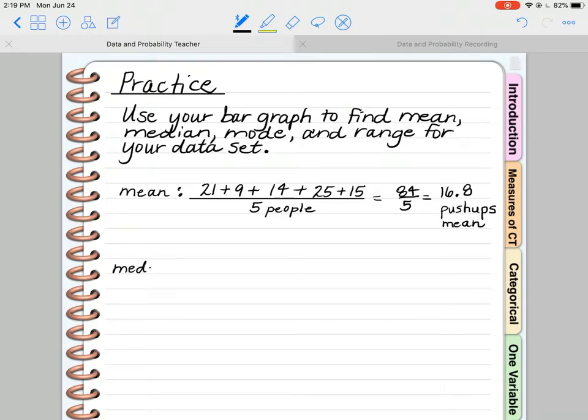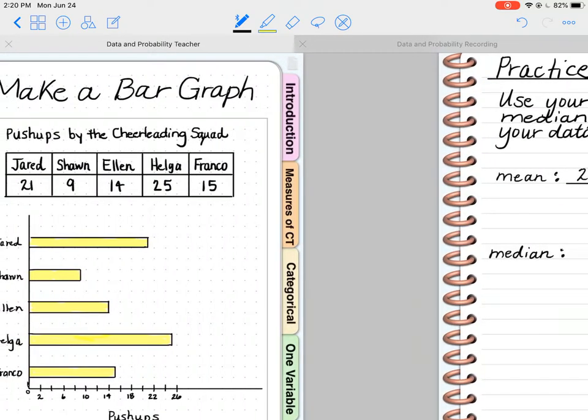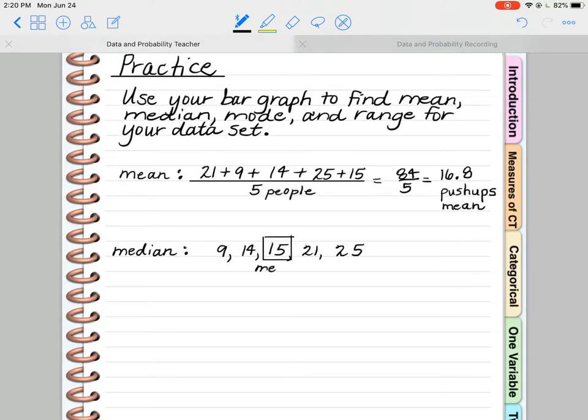Okay, to get your median, you need to put your scores in order. Start with the lowest and work your way up the line to Helga. The middle. Who is the middle in this problem? It's right there. So the median is 15 push-ups, and that goes with Franco. So they could give you the 15 or they could ask you his name. But either way, the median is 15 assigned to Franco. Mean is something you have to calculate.